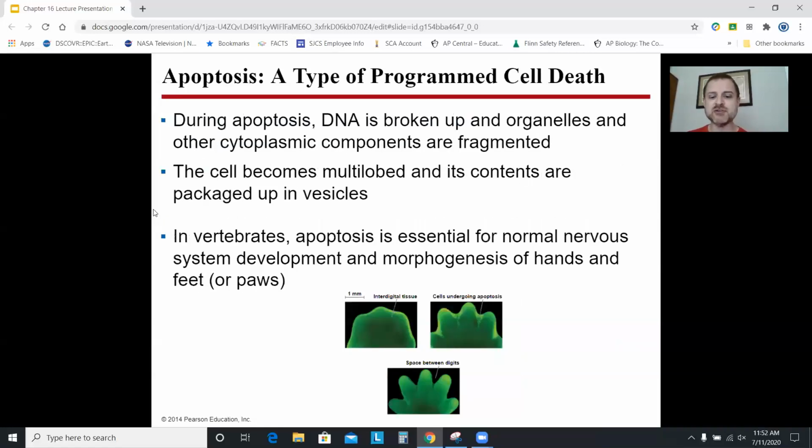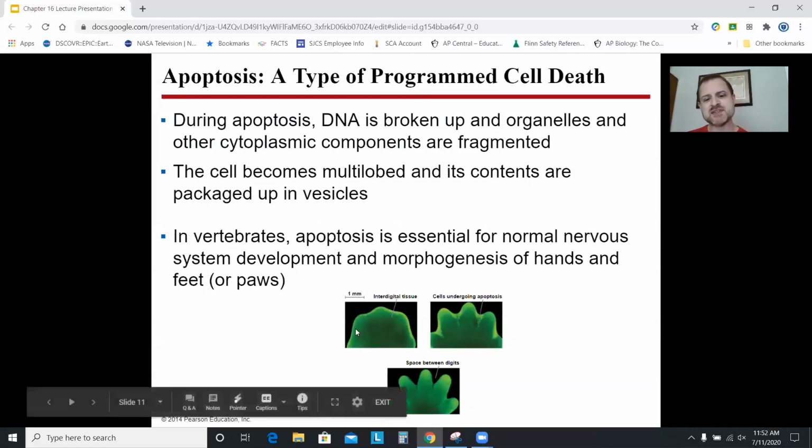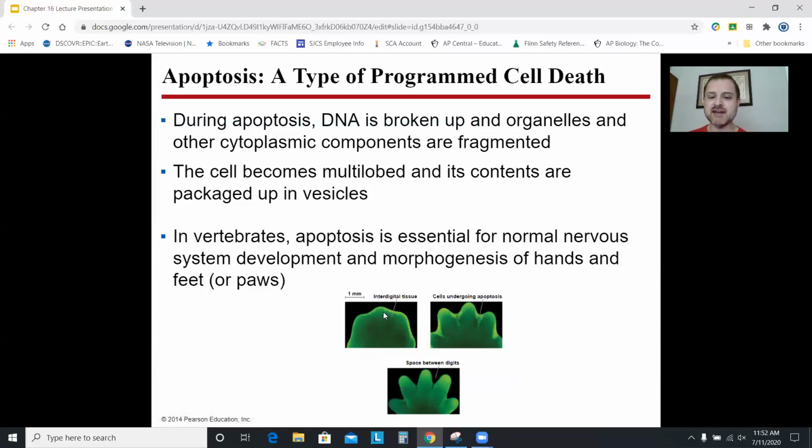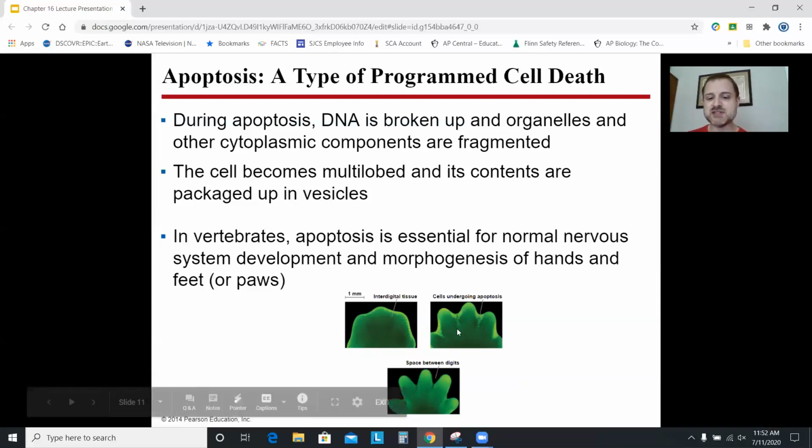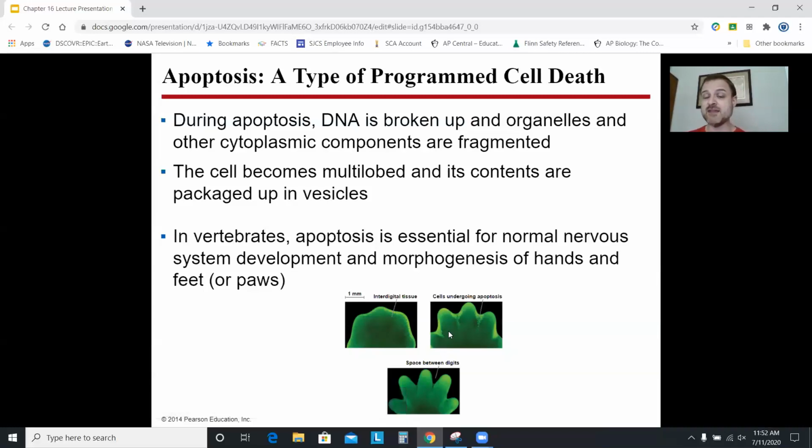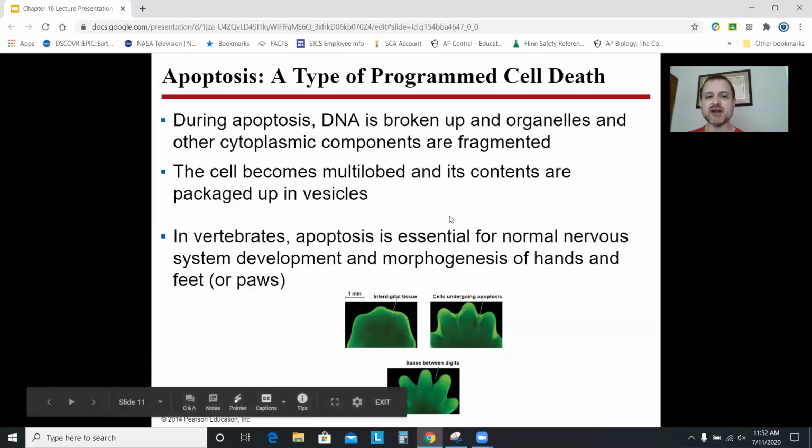We discussed that earlier. So this picture, this is some kind of vertebrate. I'm not sure what it is. The embryo of some kind of vertebrate. And you can see this is like the hand, and the space between digits is sort of being carved out, right? The cells in those spaces are going through apoptosis, going through programmed cell death to die, and that's a normal part of development. A tadpole losing its tail is another example. The DNA is broken up, organelles become fragmented, and the cell eventually just dies.